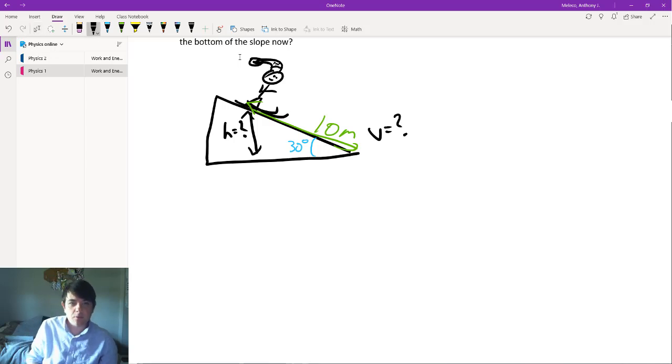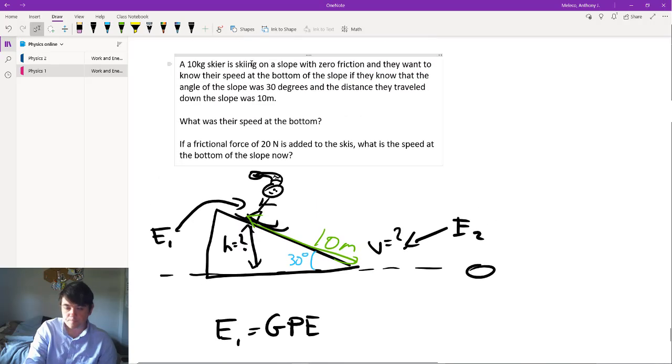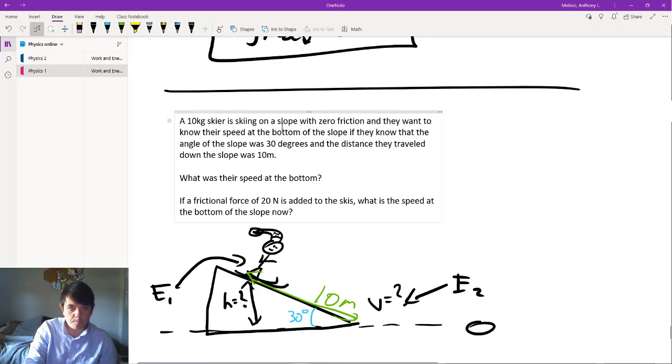So we do the same thing we did before. Let's set 2 energy points. We'll call this E1, this E2, or energy initial, energy final. Doesn't matter. So E1, if we set this as our 0 point, he's only going to have gravitational potential energy. It doesn't tell us they're moving.